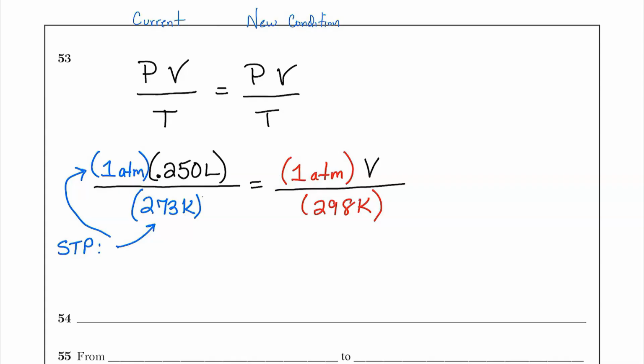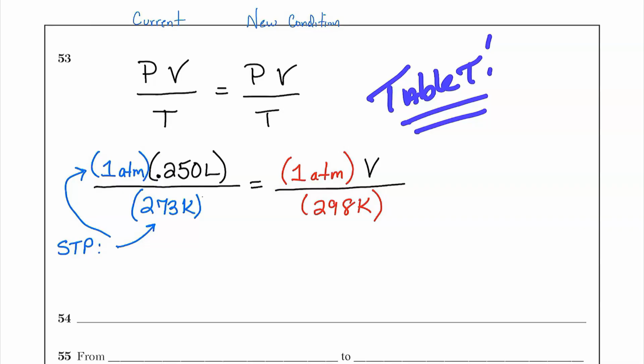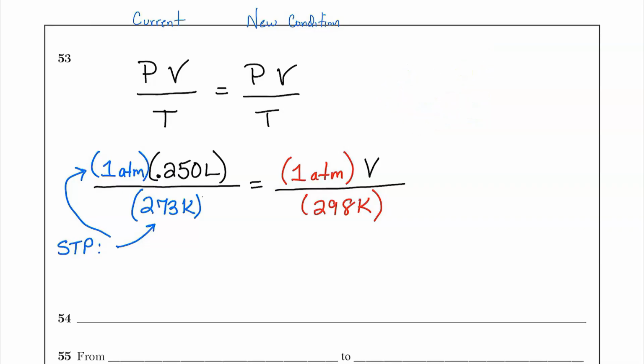So you didn't even have to put in those values. It could have just been the 0.25 over 273 and V over 298. Either way you want to write it, that's the setup. That's a point, and not typically very difficult, but you have to recognize this to be a gas law problem. There's pressure, there's temperature, there's a change. And Table T is your friend here in terms of these formulas. And of course, STP, they represent values.